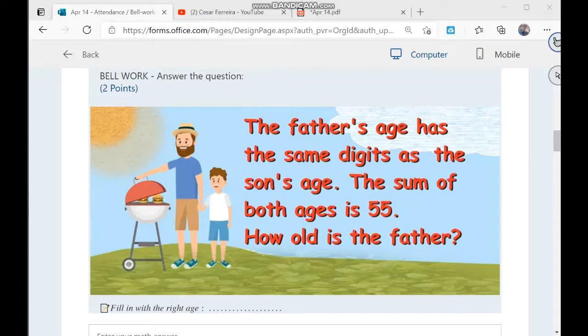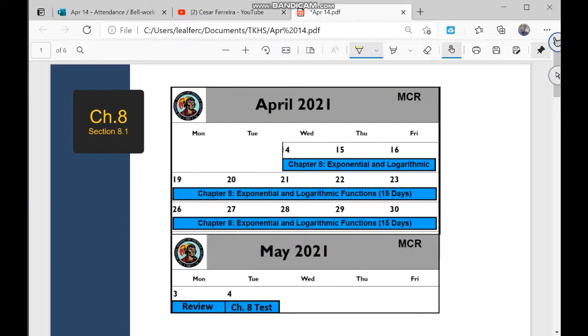So this is the pair work, think about it, and our plan for the next weeks is on the screen. We will cover chapter 8, exponential and logarithm functions. Actually, we're not covering logarithm, only exponential functions, and we have 15 days to go over all the sections that are in the curriculum for chapter 8. At the beginning of May, we have a review. After that, chapter 8 tests.